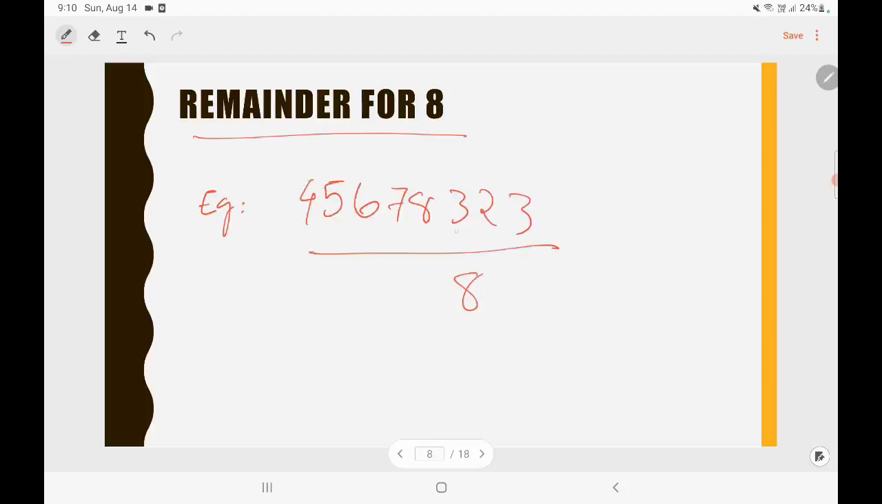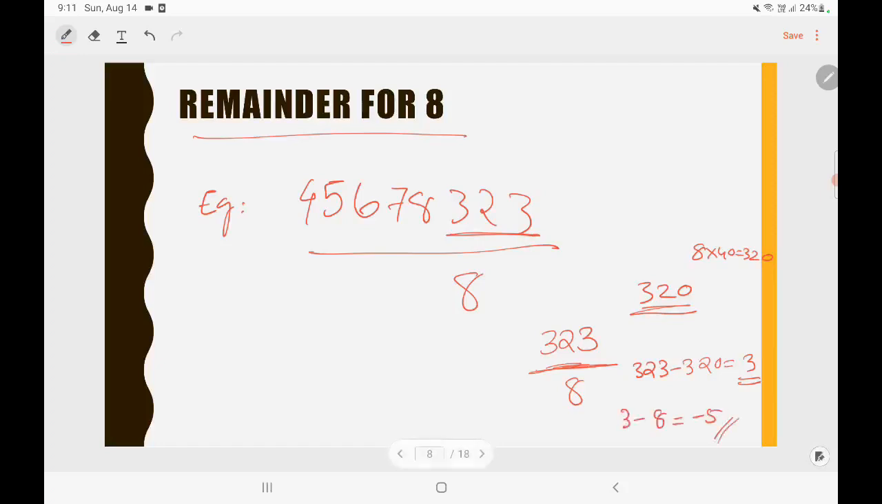Here the last 3 digit number is 323. Right. So we need to check the remainder when 323 is divided by 8. We know that 320 is divisible by 8, right? 320 means 8 into 40 is 320. So the remainder here will be 323 minus 320, which is equal to 3. And what will be the negative remainder? The negative remainder will be 3 minus 8, which is equal to minus 5.